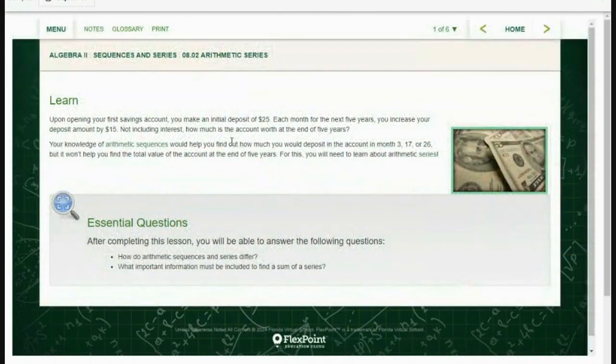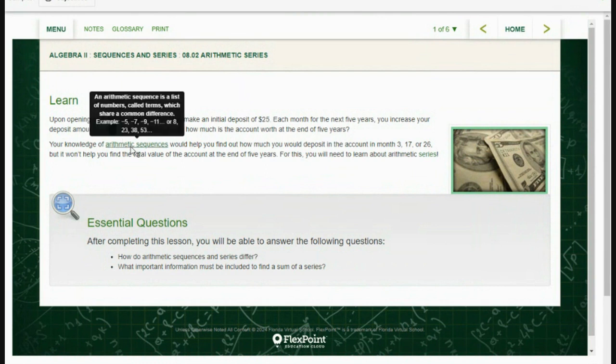Well, here we go. So let me do a little story to start us out here. Upon opening your first savings account, you make an additional deposit of $25. I think when I opened my first savings account, I was a little bitty, like 8 or something. I think I put like $37 in there. It was birthday money, something like that. So every month for the next 5 years, you increase your deposit by $15, not including interest. How much is it worth at the end of the years?